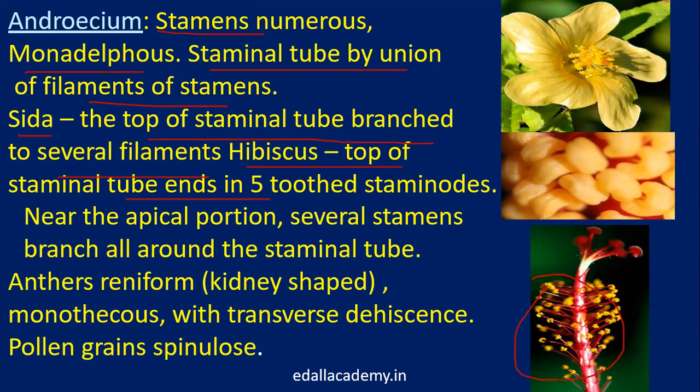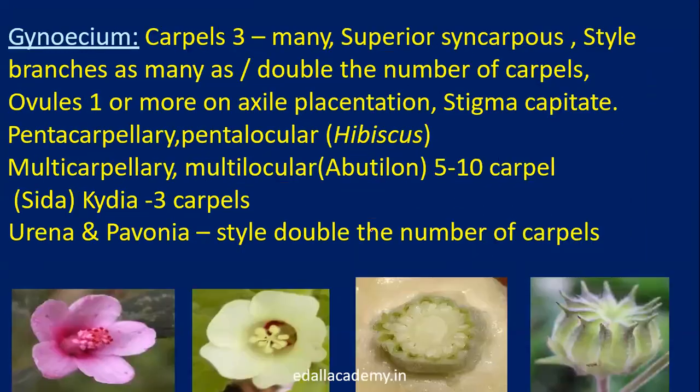The top of the staminal tube is ending with how many staminodes? 5-toothed staminodes. Staminodes are sterile stamens. Near the apical portion, several stamens branch all around the staminal tube. See the diagrammatic representation. Anther kidney-shaped, monothecous. What is monothecous? With a single lobe. Anther with a single lobe, kidney-shaped, reniform. Anther dehisces transversely. Pollen grains with spinose projections, so it is called echinate.